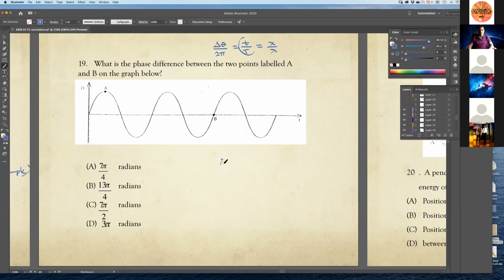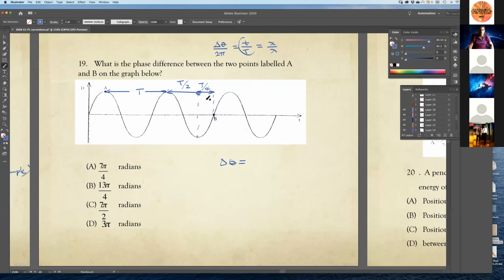So delta theta is equal to T. What is the time differential from here to there? From here to here is capital T, one period. Everybody agrees? Yes, sir. That's one complete cycle, one period. If I mark this point, the time from here to there would be T over 2. And if this is another T over 2, then this little time here clearly would be T over 4.